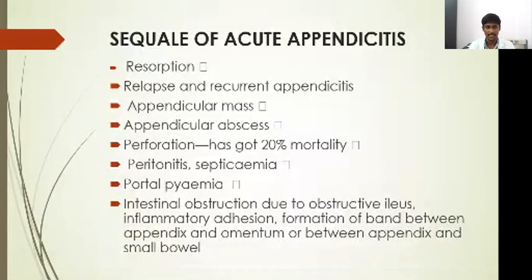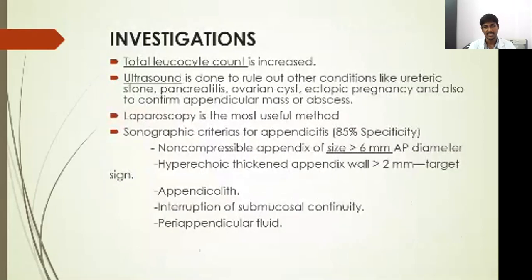Sequelae of acute appendicitis. First, resorption occurs, then relapse and recurrent episodes of acute appendicitis occur. Appendicular mass can happen. Appendicular abscess, as discussed above, can happen. Perforation has 20% mortality. Peritonitis and septicemia follow perforation, and then portal pyemia. Intestinal obstruction can occur due to obstructive ileus, inflammatory adhesions, or formation of a band between the appendix and omentum, or between the appendix and small bowel.